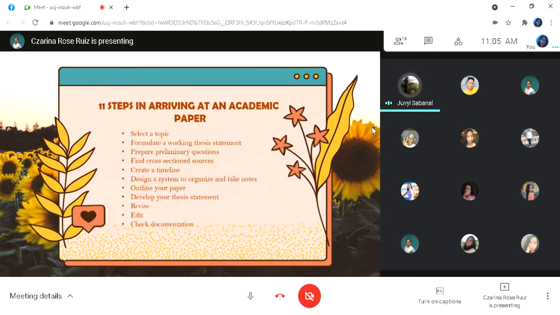Next slide, please. Here are the 11 steps in arriving at an academic paper.